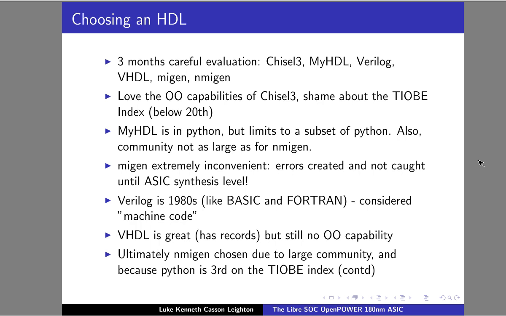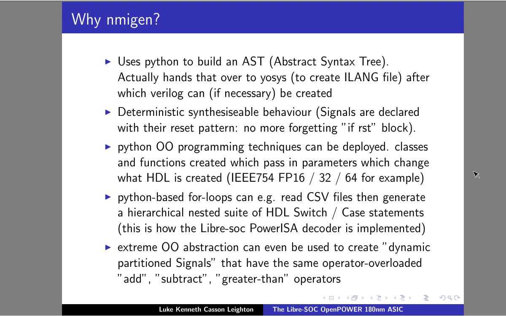Ultimately, we chose nMigen because of a large community and because Python is third on the TIOBE index. It's been reported recently that between 1, 2, and 3, there's only something like 0.6% in it. So we should see Python becoming number 1 on the TIOBE index fairly shortly, because it's still climbing.